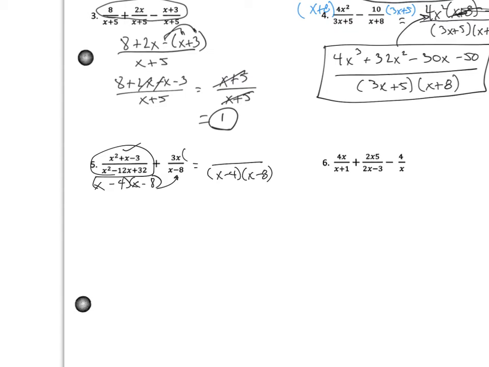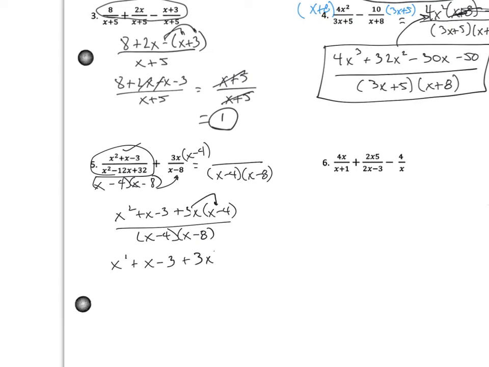This needs to be multiplied by x minus 4. That's what's missing. So I'm going to rewrite this down here. So we have x squared plus x minus 3 plus 3x times x minus 4, all over this. So we have x squared plus x minus 3 plus, distribute, 3x squared minus 12x.